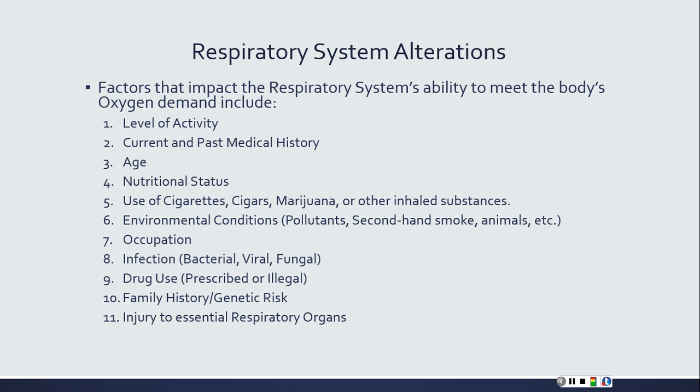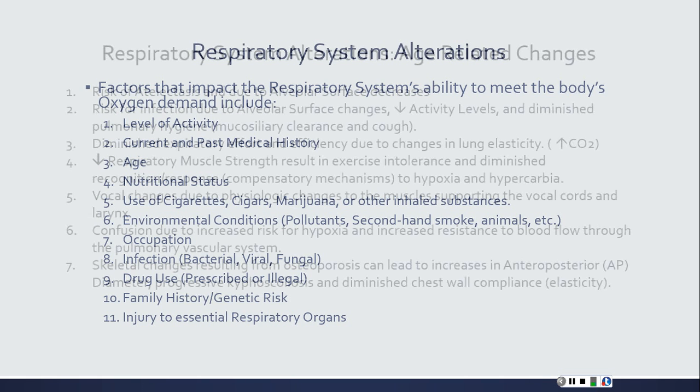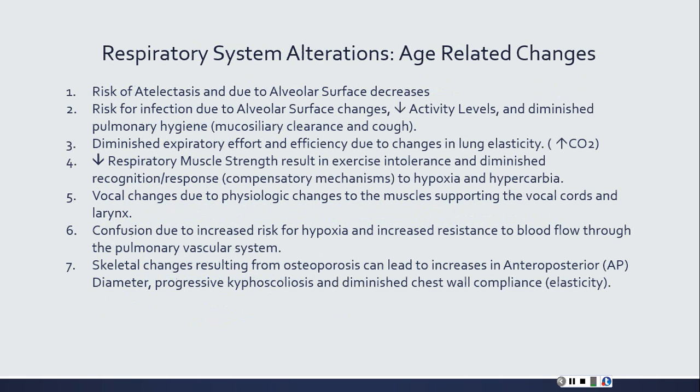But some of these factors that could affect the respiratory system, these are some of the things that you'll see. Well, first we'll talk about age-related changes, and then we'll get into that, I guess. Number 1, we've got risk for atelectasis due to alveolar surface decreases. As you get older, the alveoli change a little bit, okay? As you decrease the surface area of the alveoli, you lose that ability to keep it open, all right? And that's what atelectasis is.